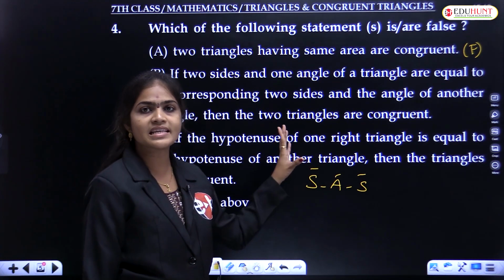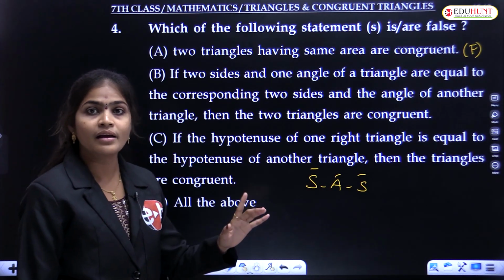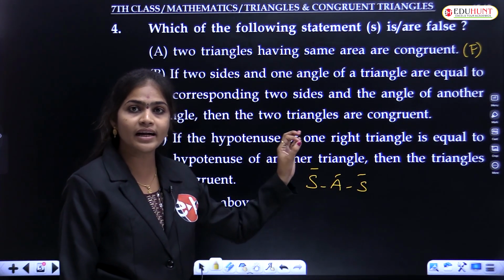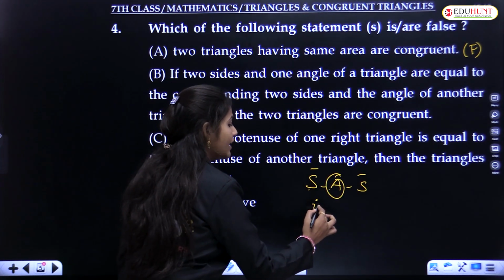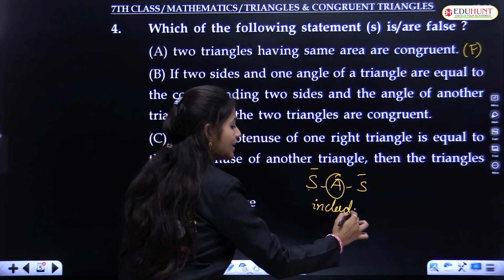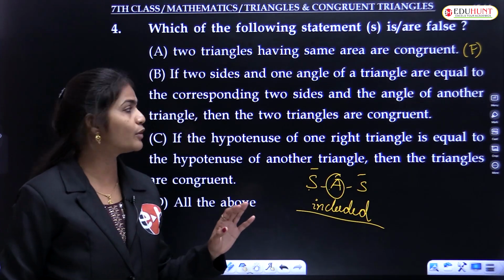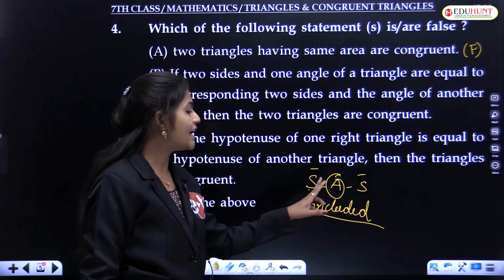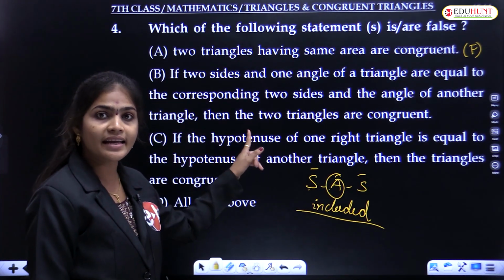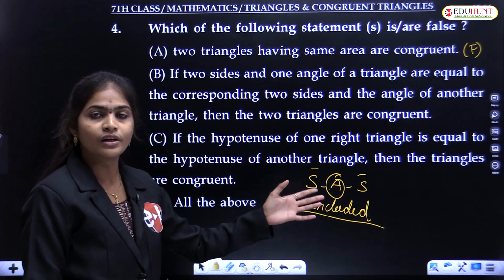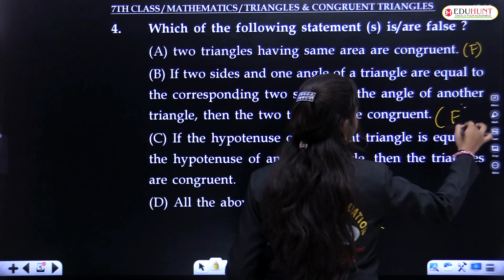Children, this is not satisfied. According to the question they gave two sides and one angle, but they didn't say that it is the included angle. In SAS, the A must be the included angle, and they must mention that. Only if the included angle is equal can we say by the SAS axiom that those two triangles are congruent. But here the included angle is not given, only one of the angles. So this is also a false statement.